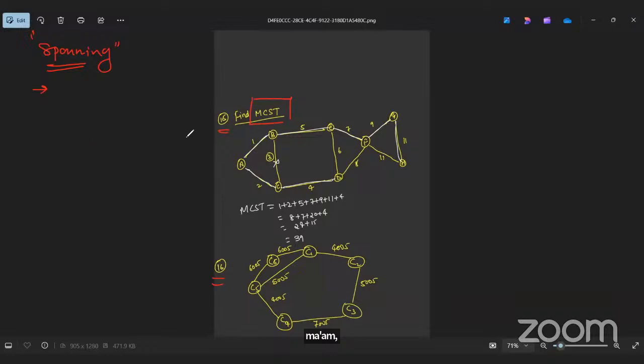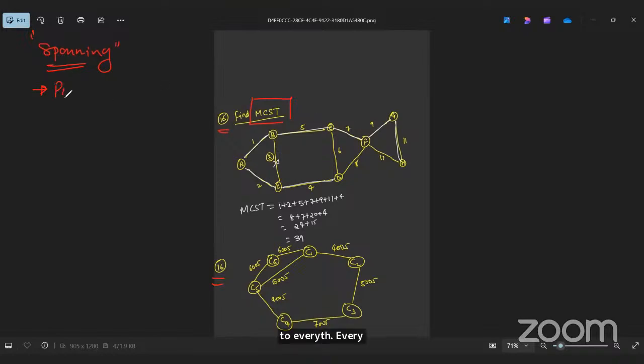Ma'am, actually in the previous question, we didn't find the shortest path. We just pointed out the weightage, ma'am. We pointed out the minimum distance from vertex 0, to every other vertex. Okay, thank you. Okay. So now spanning tree.